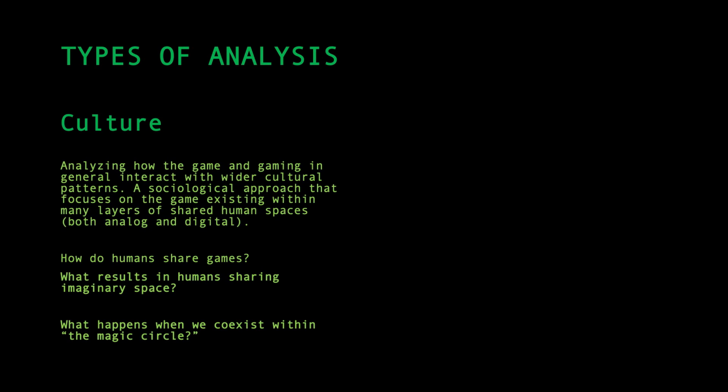How do we as humans share games? What results in humans sharing imaginary spaces? What happens when we coexist within this quote unquote magic circle? Magic circle is in the reading, but very quickly let's just talk about how it's a space where we as players decide that the same rules from reality don't apply, so we exist in this magic circle. A lot of video game theorists either love or hate this term.